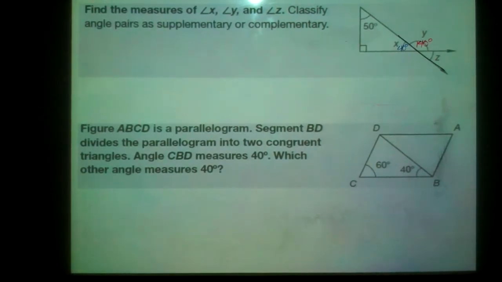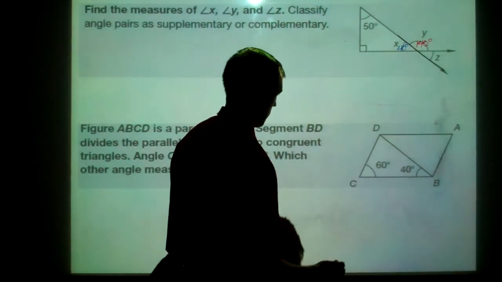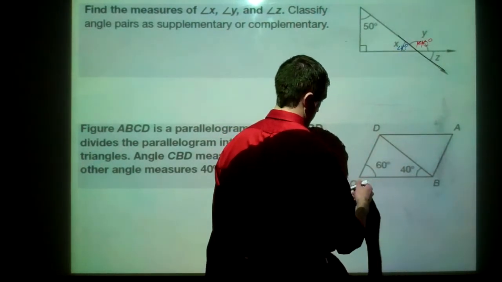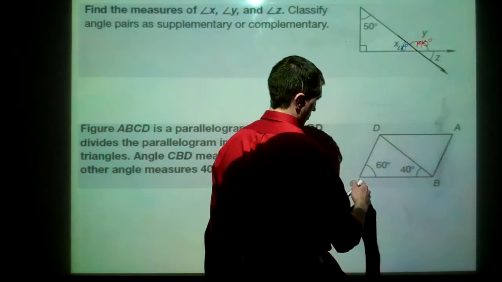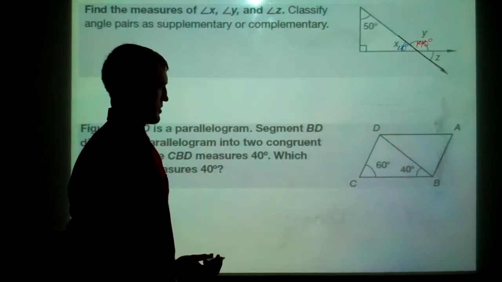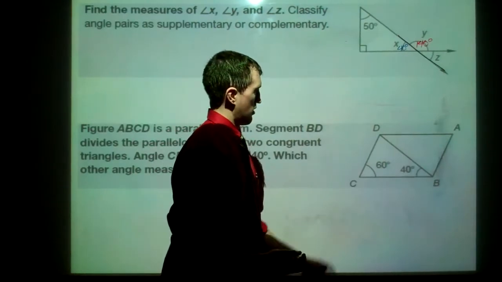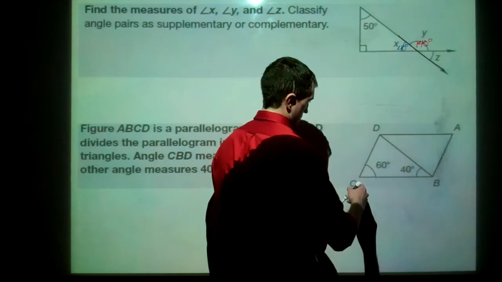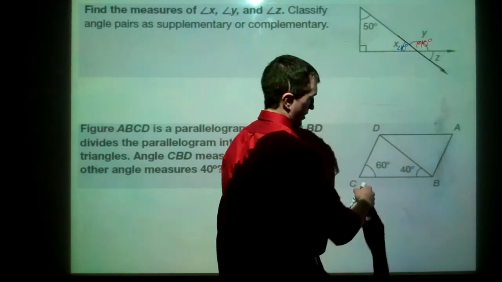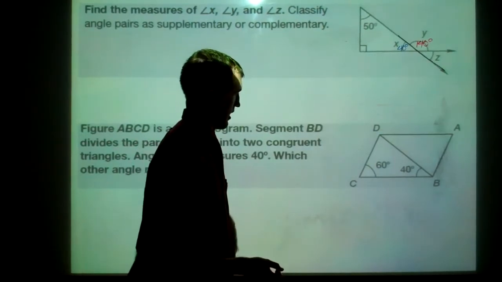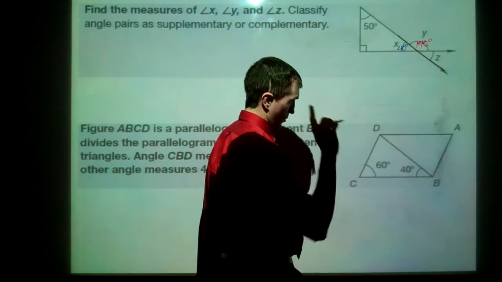Which other angle measures 40 degrees? Okay. Well, CBD, this is this triangle right here. So the thing about parallelograms is that the two opposite angles are equal to each other. We haven't gotten into that yet, but we will. So we won't go that route yet.